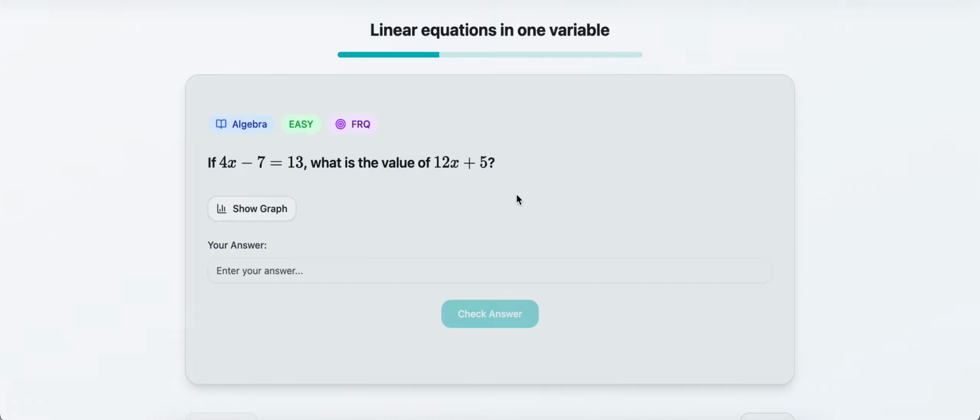So the most straightforward way to solve this algebraically is to solve for x using this first equation and then plug that into the second equation. So that's what we're going to do. We have 4x minus 7 equals 13. We want to find 12x plus 5.